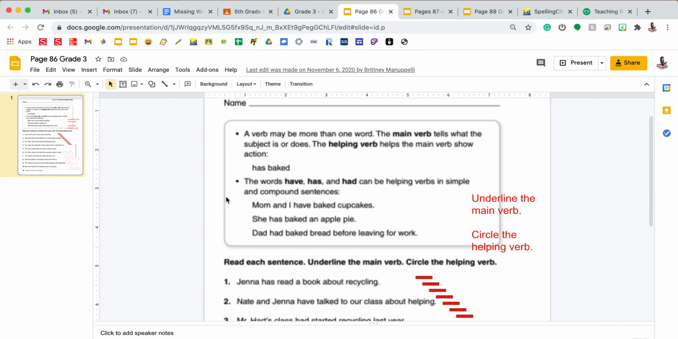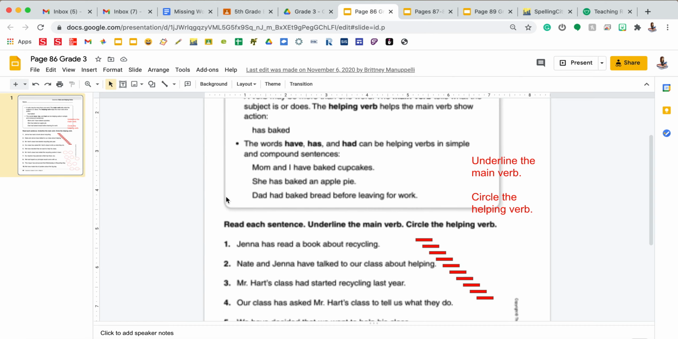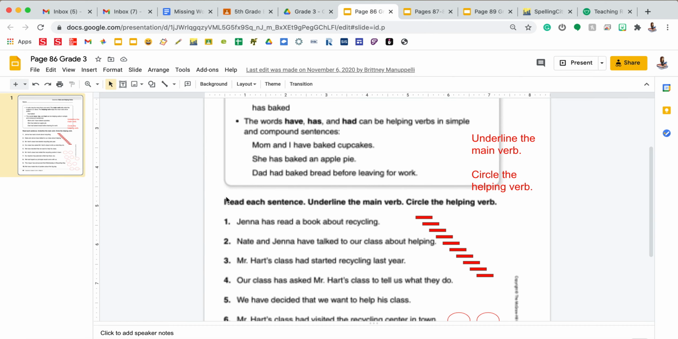For example, has baked. Baked is the main verb, it's what the subject is doing, and has is the helping verb. The words have, has, and had can be helping verbs in simple and compound sentences. There's some examples for you here. Mom and I have baked cupcakes. So, have would be your helping verb, baked your main verb.